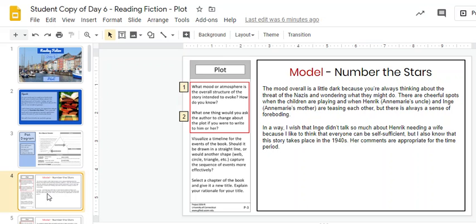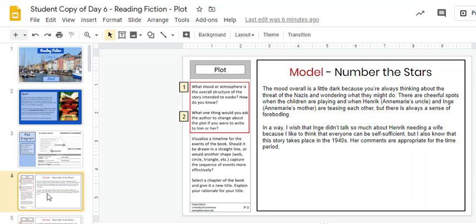There are cheerful spots when the children are playing and when Henrik, Anne-Marie's uncle, and Inga, Anne-Marie's mother, are teasing each other, but there's always a sense of foreboding. And I didn't actually answer the second part of the question. So how do I know that? I know that because they are always whispering, talking in code, and things like that. So they're frightened. They're definitely frightened.